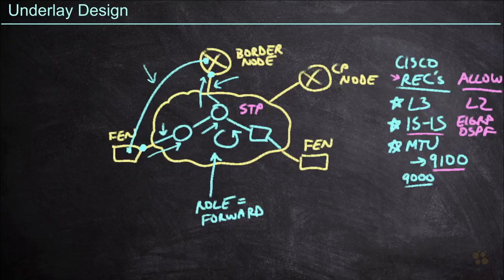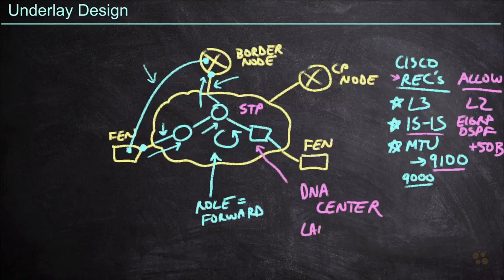So if we're using 1500 as our standard MTU, we just need to remember that we need to increase it by the 50 bytes that VXLAN is going to add as an overhead. Now, we have spoken before about how DNA Center, as our SDN controller, can go into the underlay and configure it for us. This is a feature called LAN automation. LAN automation is going to configure this for us.